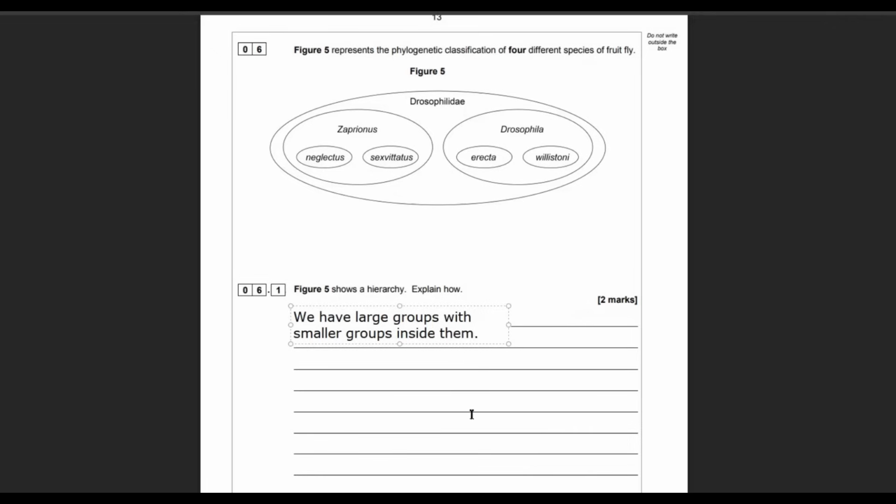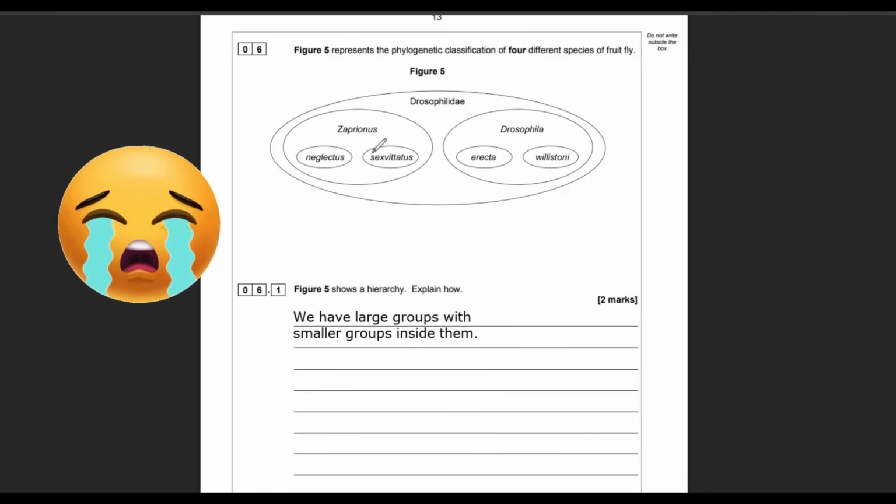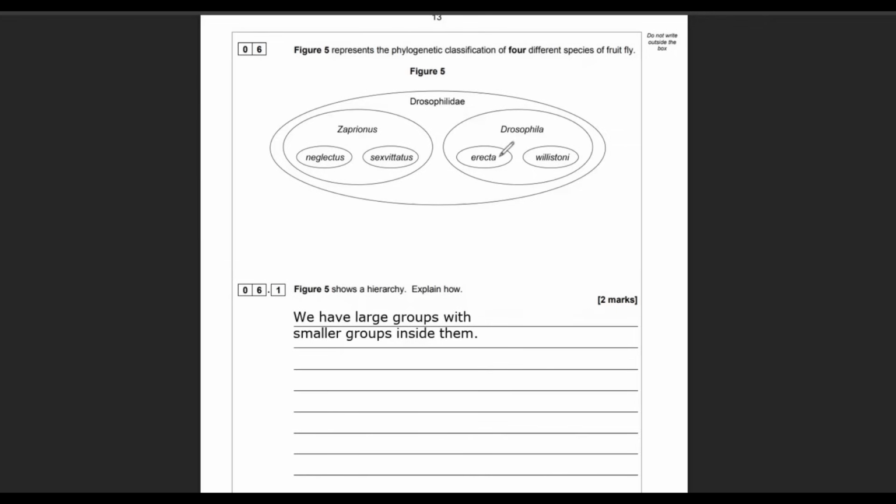But also, how it shows a hierarchy is there is no overlap between groups. Look, the Sexvitus and the Neglectus, these two groups do not overlap, or the Erecta Willistoni, that doesn't overlap either. You can see they're separate, all the groups, and the Zaprionus and Drosophila do not overlap each other. So what we can say is there is no overlap between groups.